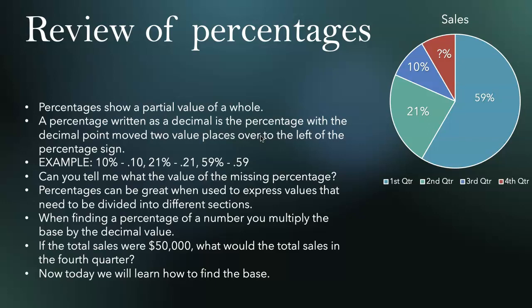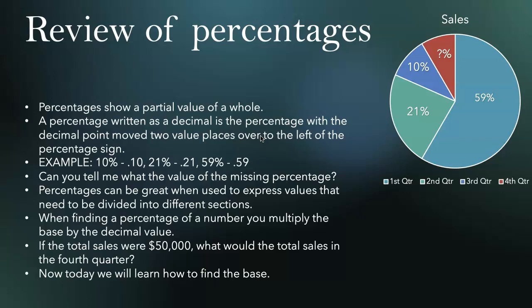This can be easy to remember if we draw our attention over to 10%. If you look at the percentage sign, you can see there are 2 dots or 2 zeros. This can be helpful to remember that it's 2 decimal points to the left that it has to move. For example, 10% would be 0.1, 21%, 0.21, 59%, 0.59.